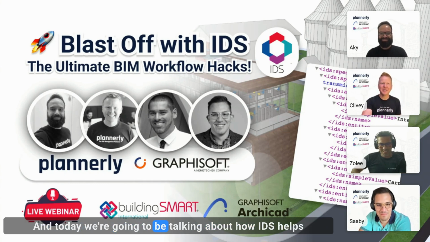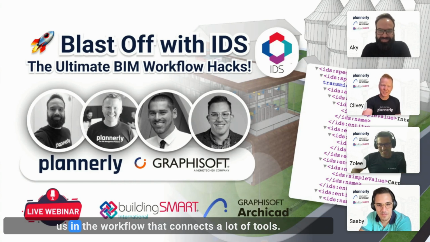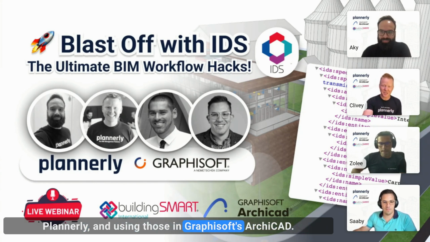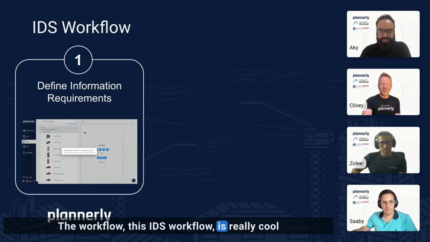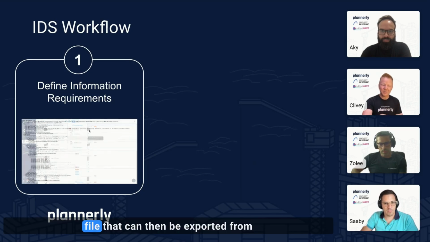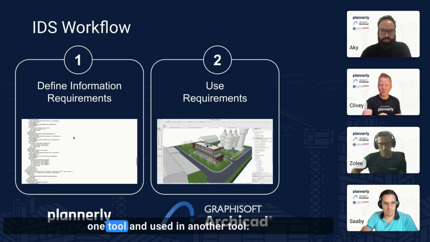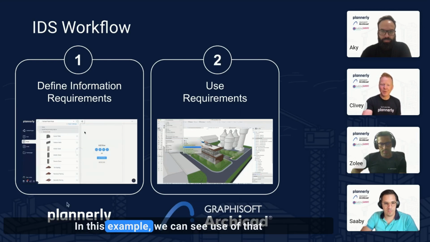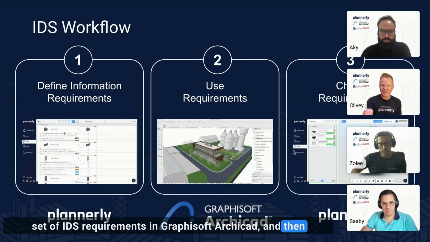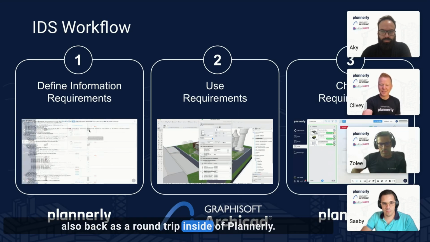Cool. And today we're going to be talking about how IDS helps us in the workflow that connects a lot of tools. And today we'll be talking about how to create IDS, which are Information Delivery Specifications in Plannerly, and using those in Graphisoft Archicad. This IDS workflow is really cool because it enables us to define requirements in a machine-readable way that can be creating a file that can then be exported from one tool and used in another tool. And in this example, we can see use of that set of IDS requirements in Graphisoft Archicad, and then also back as a round trip inside of Plannerly.